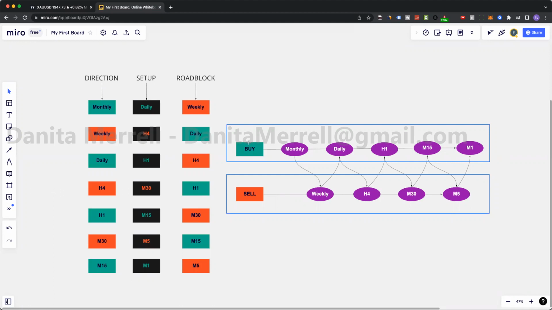Okay, now we also have roadblocks. Our objective is, if our monthly is in buys and we have a daily setup, then we need to break a weekly roadblock. We have weekly sells, H4 setup, then we need to break a daily setup. Each lower time frame needs to break a higher time frame in order for the momentum to continue in that favor.